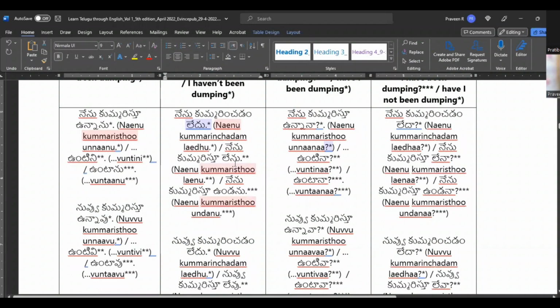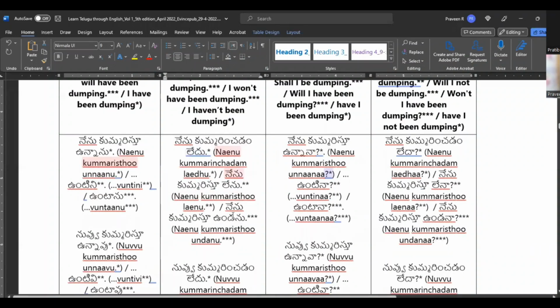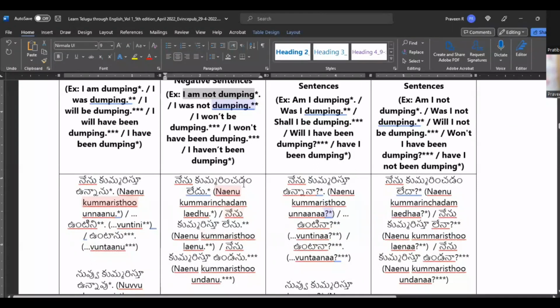Oh, actually, we have two variations. నేను కుమ్మరించడం లేదు. Okay. నేను కుమ్మరిస్తూ లేను also possible, but you can follow the easy structure. నేను కుమ్మరిస్తూ ఉండను. Remember this one. I haven't been dumping, or you can see how many stars are there. 3 stars are there. Okay. See, I won't have been dumping. నేను కుమ్మరిస్తూ ఉండను.